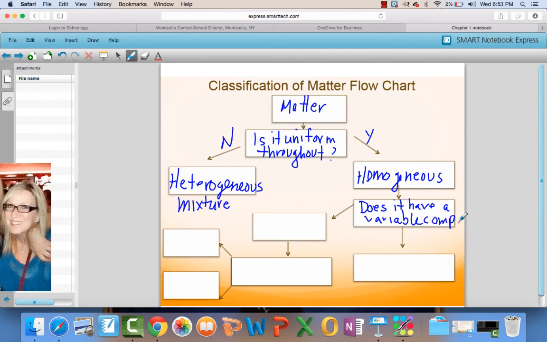I'm going to abbreviate the word composition. If the answer is no, then it is a pure substance. And then we're going to ask ourselves, does it have more than one type of atom?